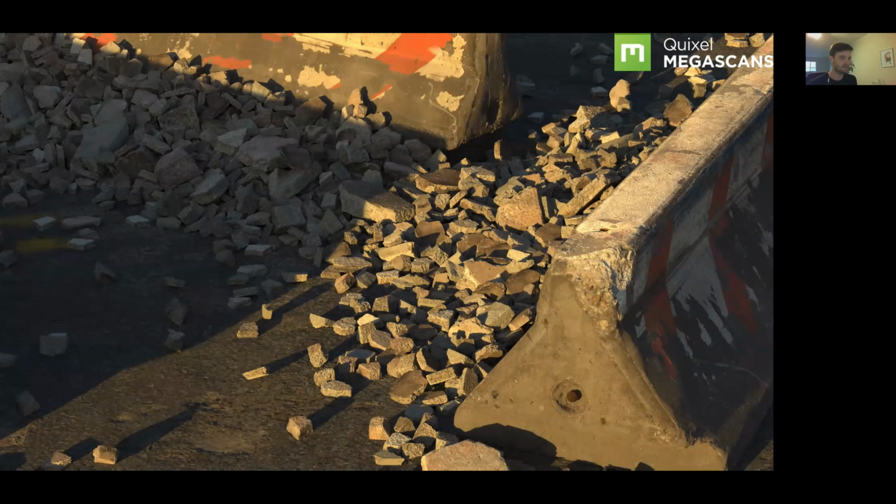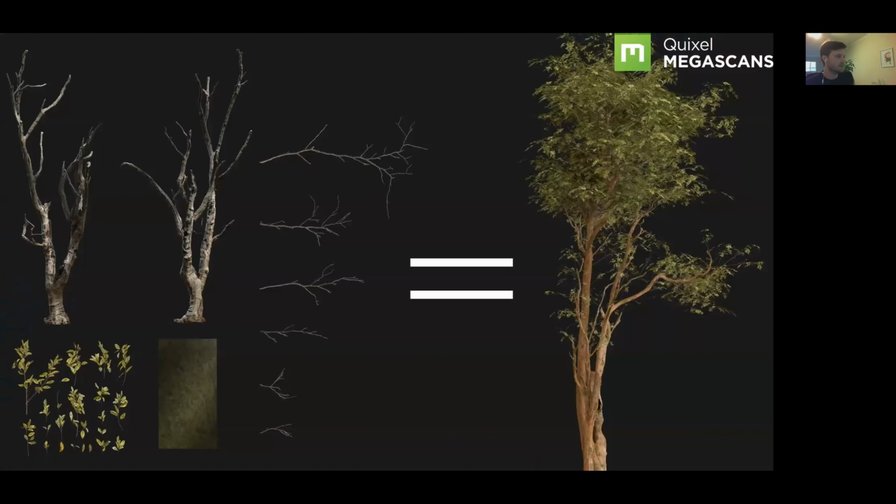So the last example that we want to look at is actually how to merge a whole bunch of different assets from the library into one single highly complex structure, right?